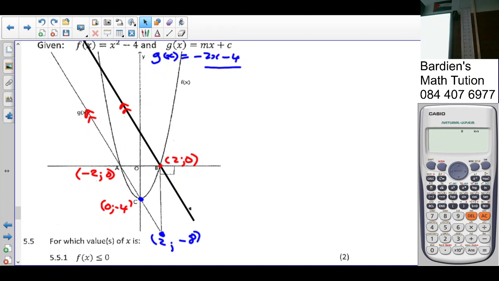5.5.1. For which values of x is f of x less than or equal to 0? What does that mean? It's going to be negative. Or it means to say, where is f of x below the x-axis? Do you see anything lower than or below the x-axis?